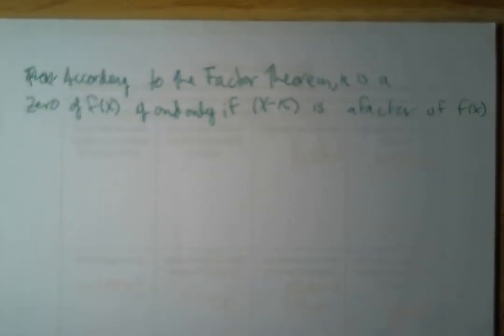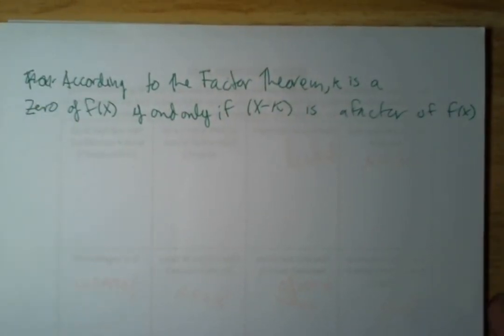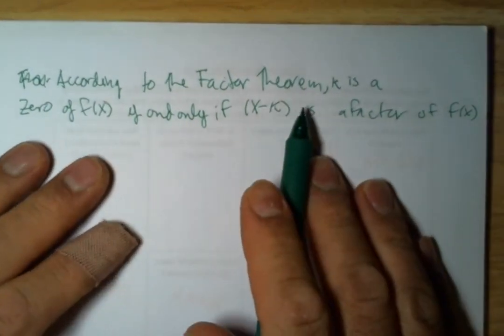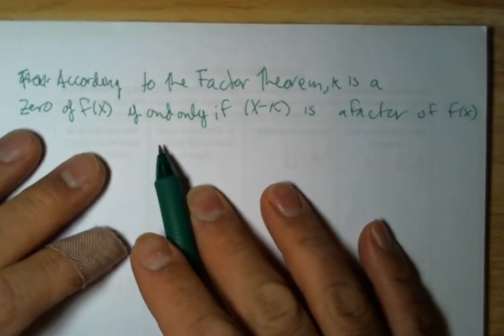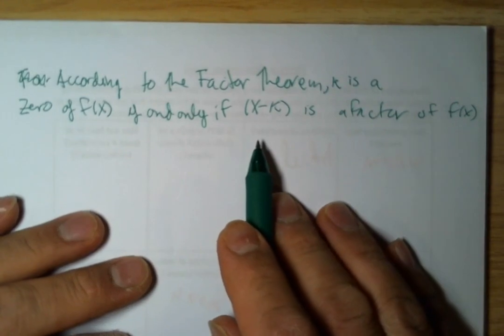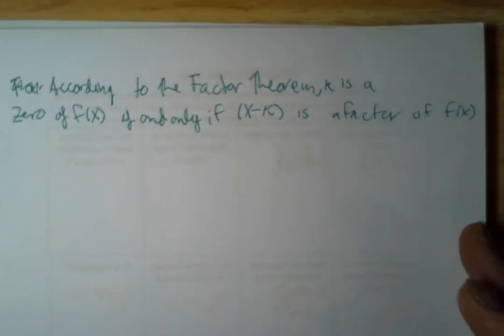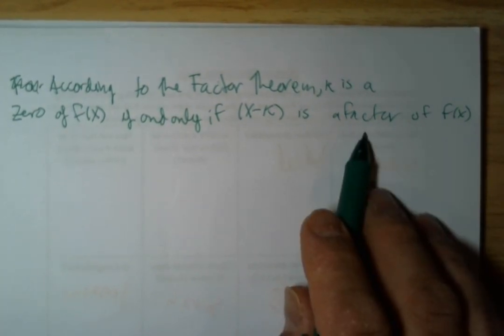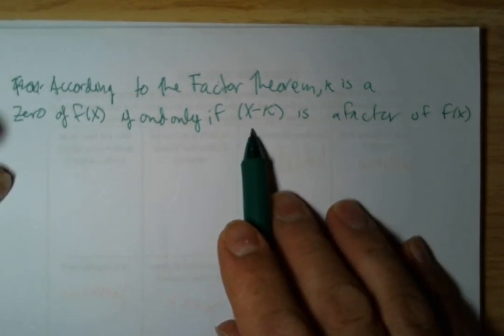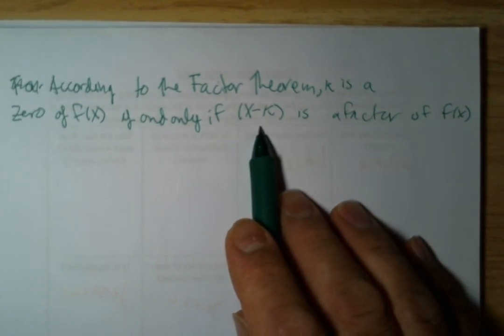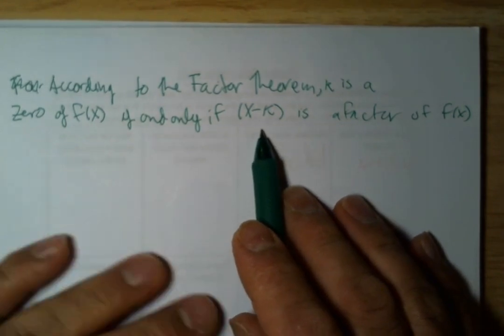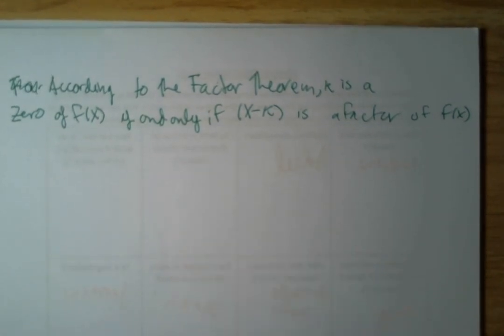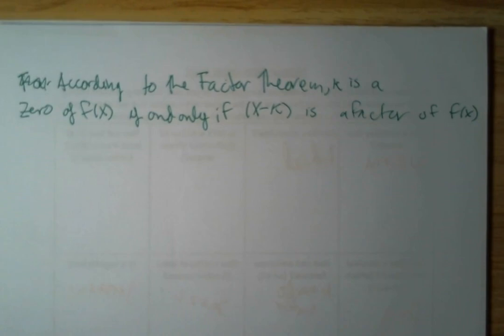Okay, so here we're going to take a look at the factor theorem, right? According to the factor theorem, k is a zero of f of x if and only if x minus k is a factor of f of x. What this theorem is telling you is that, remember, for a factor we have a remainder of zero. So it allows me to use synthetic division to determine if something is a factor or zero of f of x.